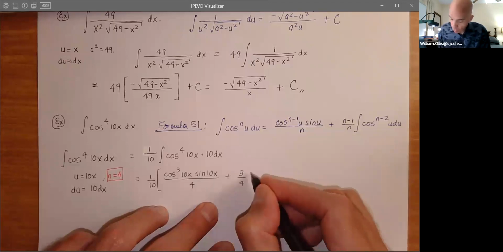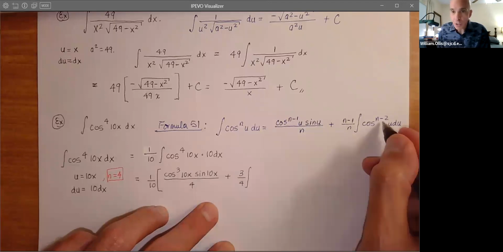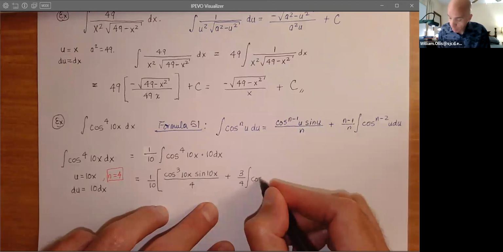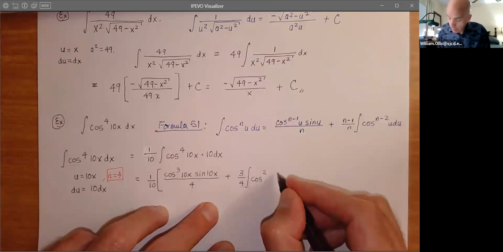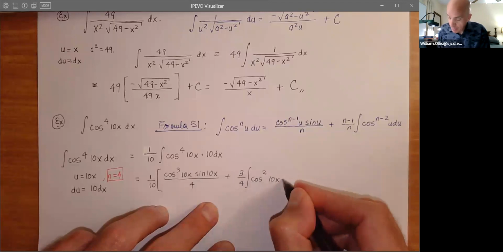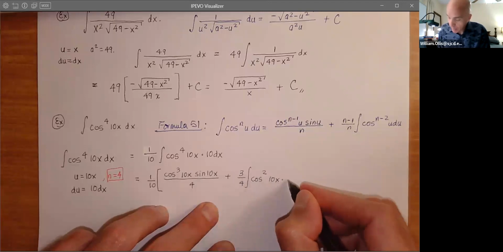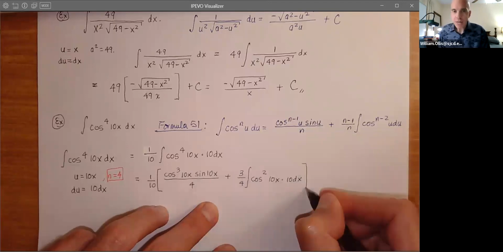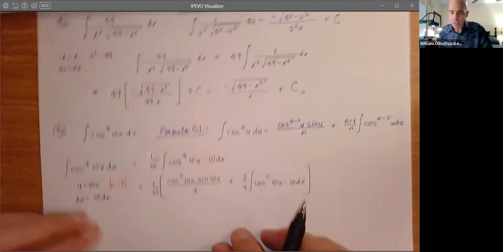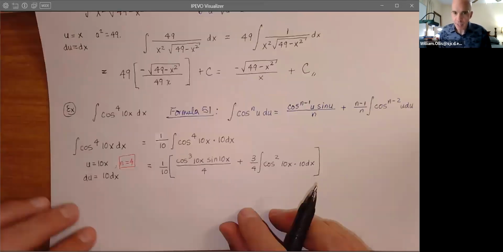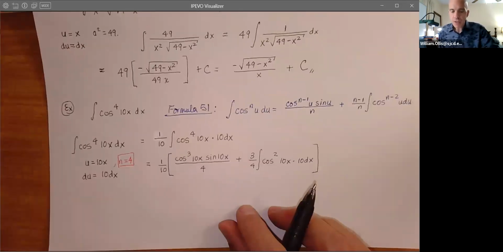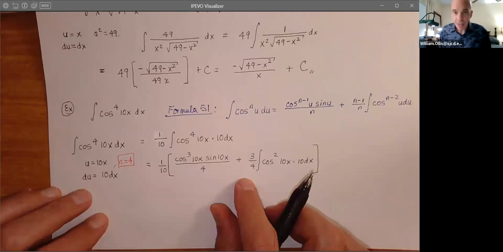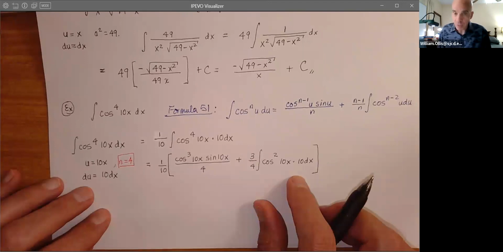And then we have the integral reduced by 2, that is 4 minus 2 is 2. So we have cosine squared of 10x, and then times du, which is 10 dx. So we just write everything the same way each time. The du is just replicated throughout the problem. So now what we want to do is, again, simplify and then apply the reduction formula or our formula again.